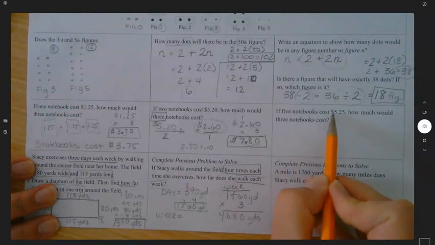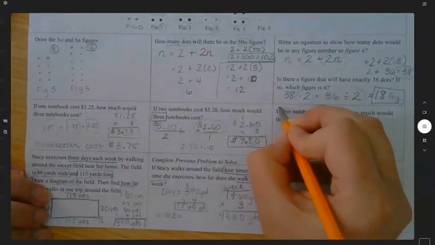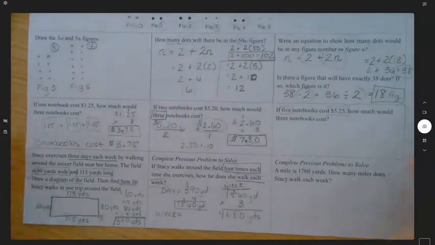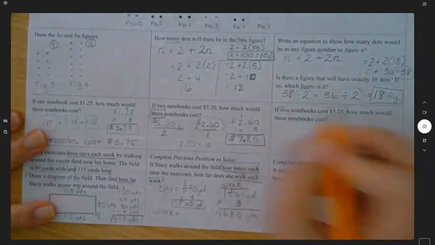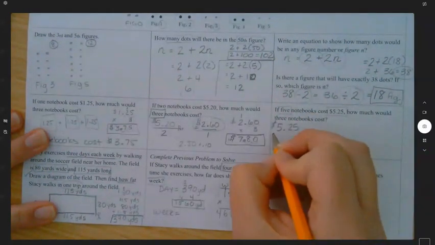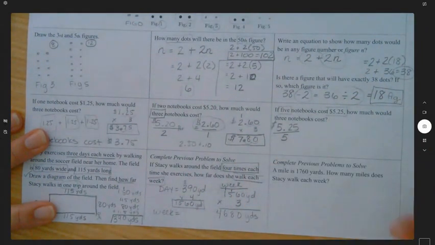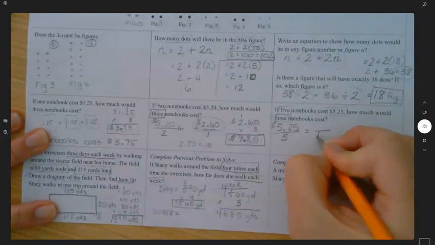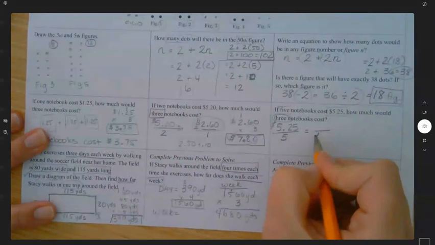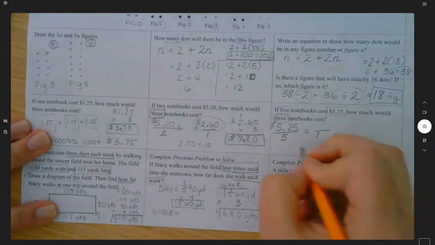If 5 notebooks cost $5.25, how much would 3 notebooks cost? So we know we're starting with 5 notebooks. We know all of those together cost $5.25. So I can set up my fraction as, for all of my notebooks, it's $5.25, and I have 5 notebooks for that. But what we want to know is 3 notebooks. So one way to go about doing that is to find out what one notebook costs, or what we've been talking about, that unit rate. And how I do that is I set this up as a division problem.